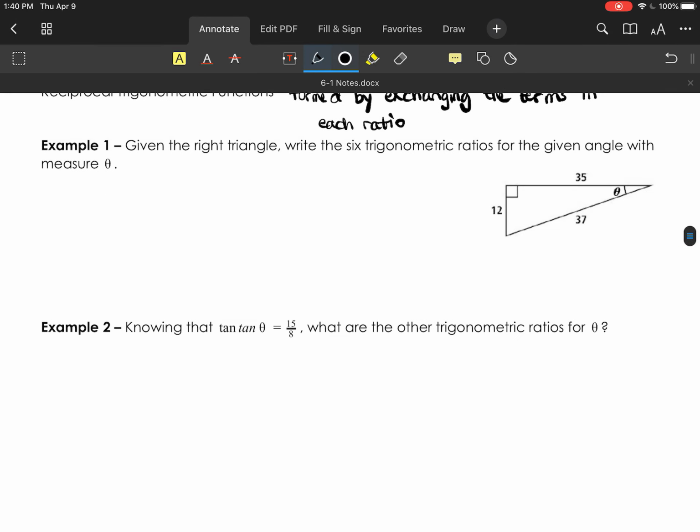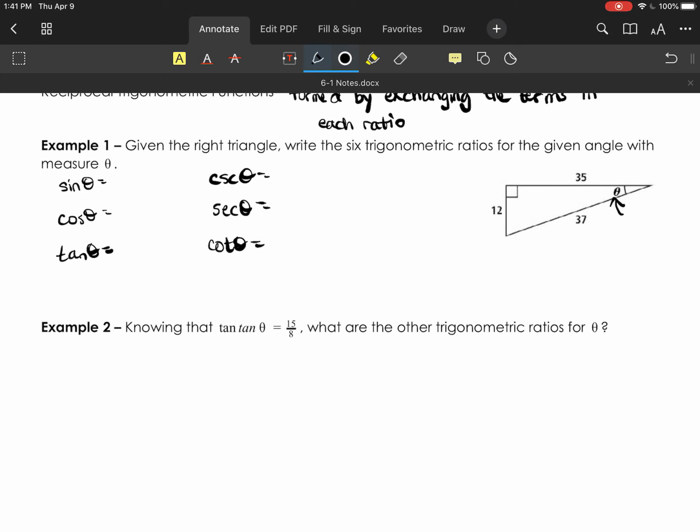So in example 1, it says, given the right triangle, write the 6 trig ratios for the given angle with measure theta. So you have theta right here. So we're going to list out all 6 trig ratios. I would set it up, like when you're doing it on your piece of paper, exactly like we just wrote it down. It helps you keep it organized and remember what goes with what. So in the first column, I'm going to write sine theta equals, cosine theta equals, tangent theta equals, and then I have my reciprocal functions. So cosecant theta equals, secant theta equals, and cotangent theta equals.